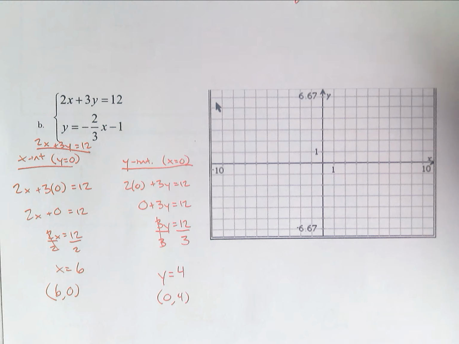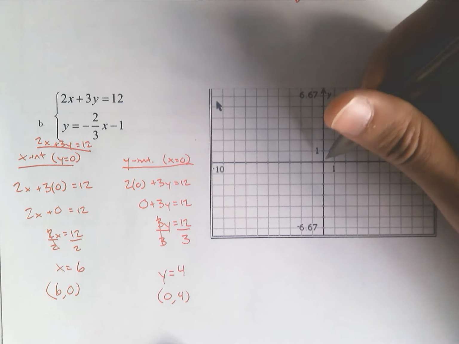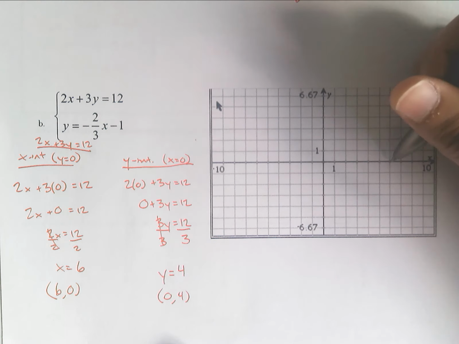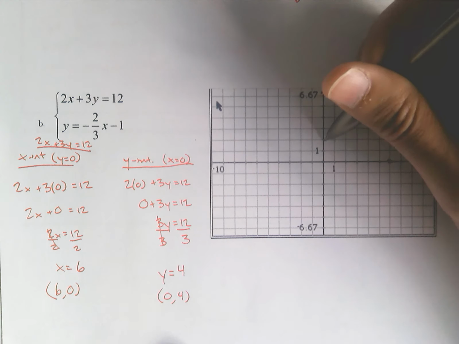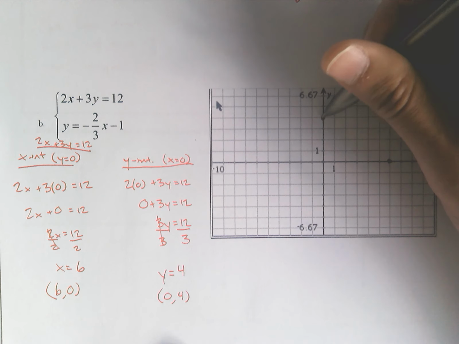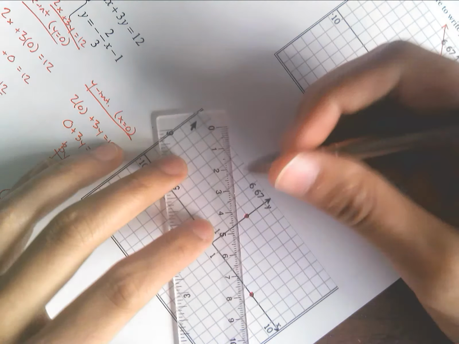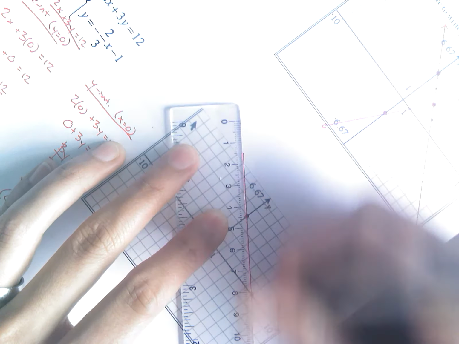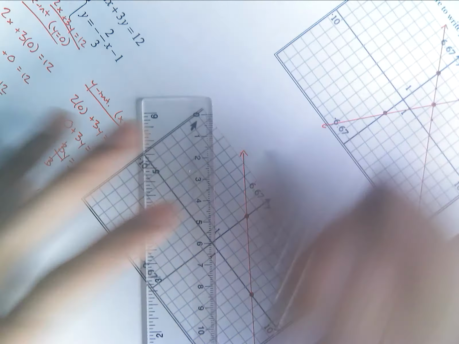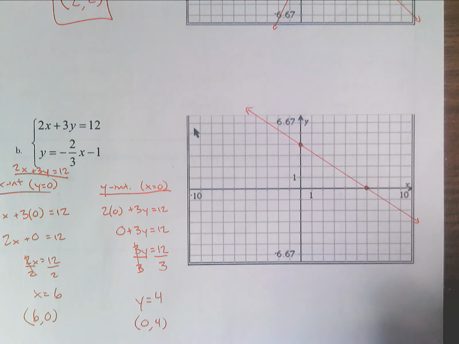So we're going to plot each of these points. (6, 0). So we're going to count out to the right 6. 1, 2, 3, 4, 5, 6. It's this point here. Our y-intercept, (0, 4). So we're going to count up 4. 1, 2, 3, 4. We got 2 points, so we're going to connect the dots. All right. So we get this graph here. Let's graph the other one.